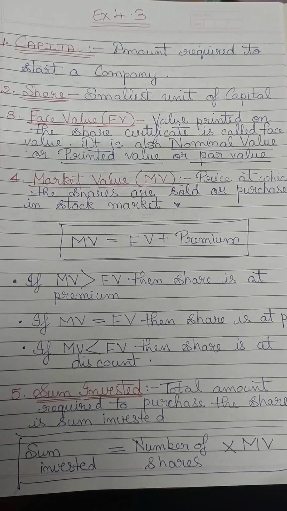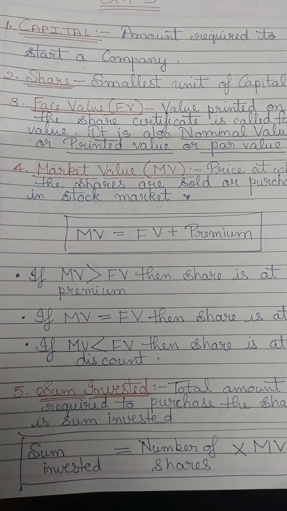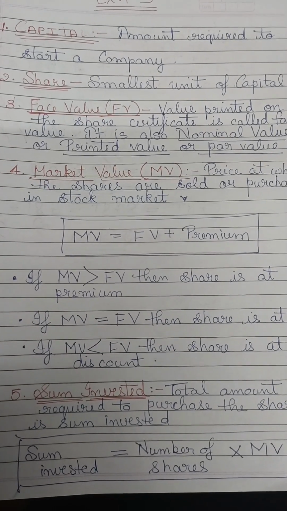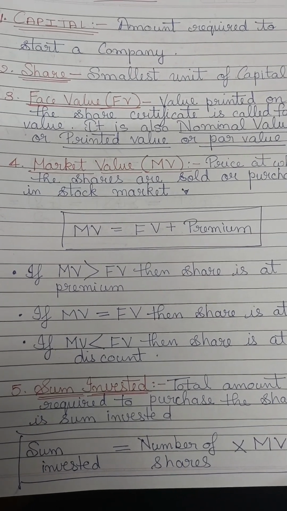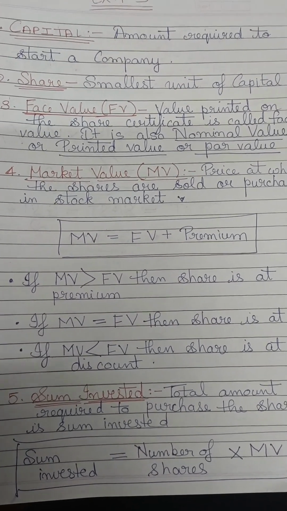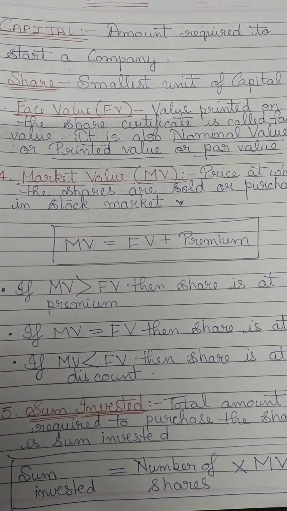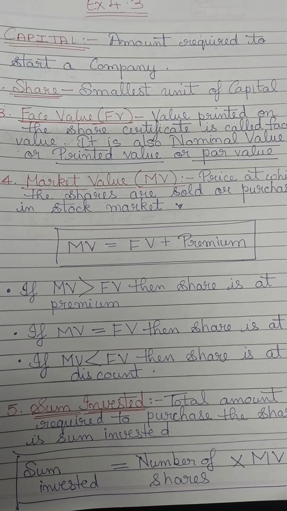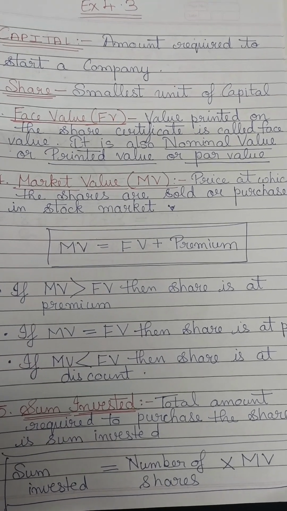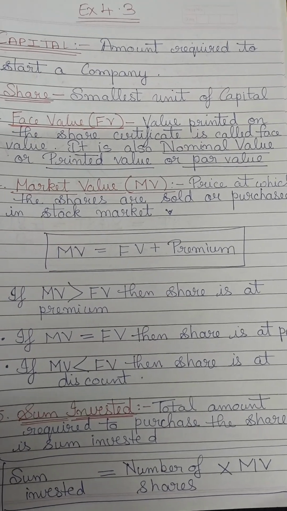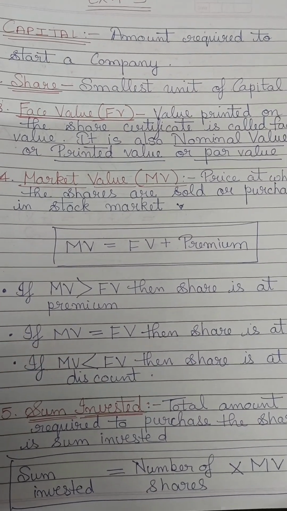Next one is the word share. Share means the smallest unit of capital. Supposing I say that out of that 5 crore, 1 crore is mine. Means 1 crore I have given to the company from that 5 crore. So that means share. The share which you have given needs a proof, isn't it? That you have given 1 crore and whatever profit comes from that, you will get a certain percentage of it. So that is the face value.